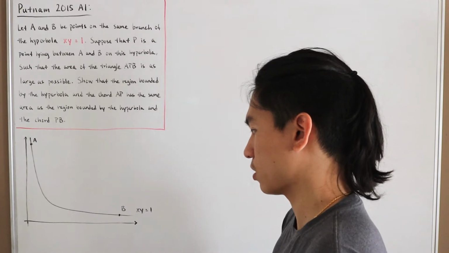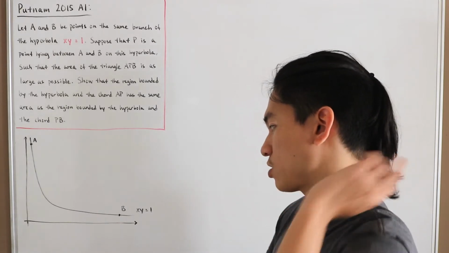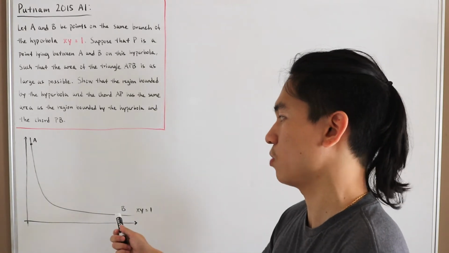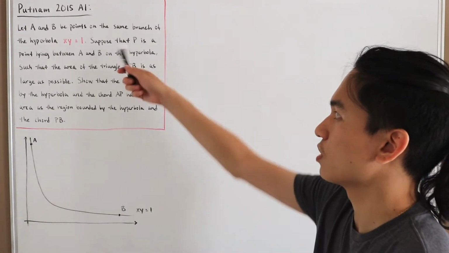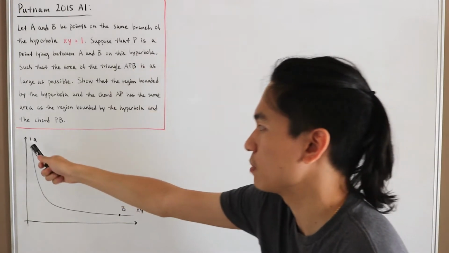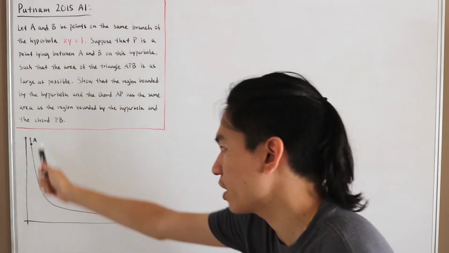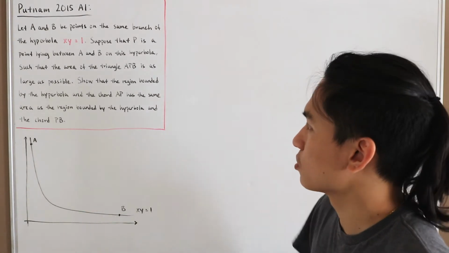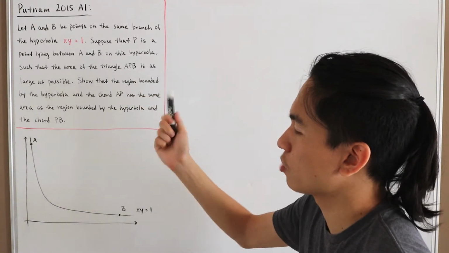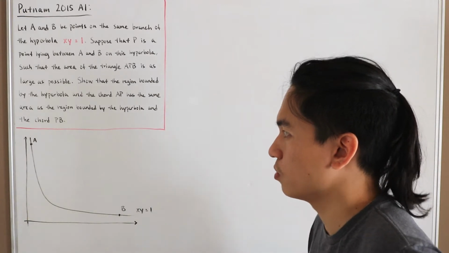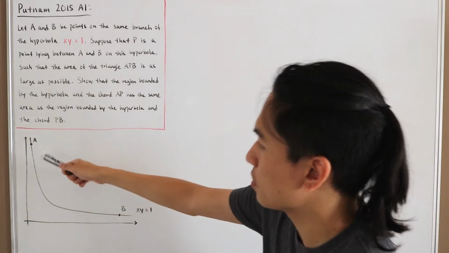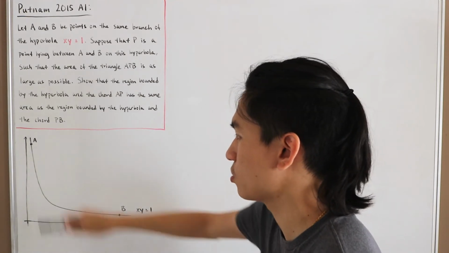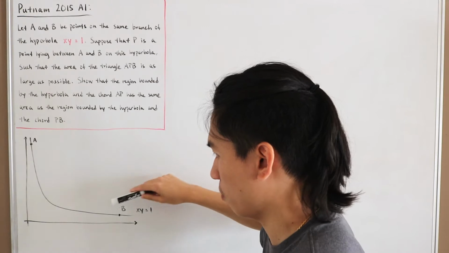We also let the x coordinate of A be smaller than the x coordinate of B. Now we suppose that P is a point lying between A and B on this hyperbola, and we're given that the area of triangle APB is as large as possible. If we say P were to lie anywhere between A and B, maybe P could be here or P could be there.